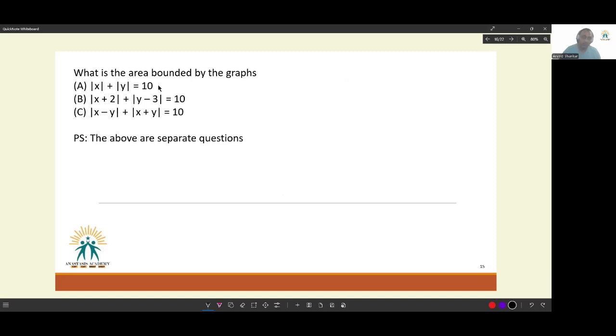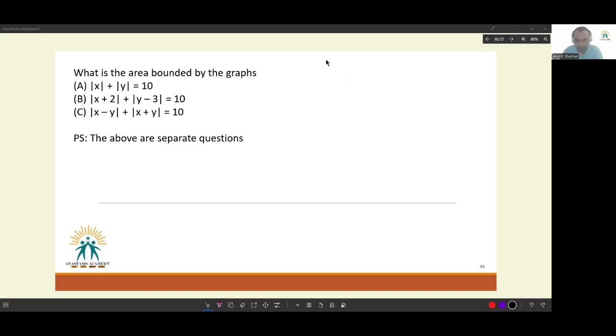Then, what is the area bounded by the graphs? Now, hopefully, nobody misinterprets that all these three you have to draw simultaneously and then get to the area. These are three basic shapes that you have to be familiar with.